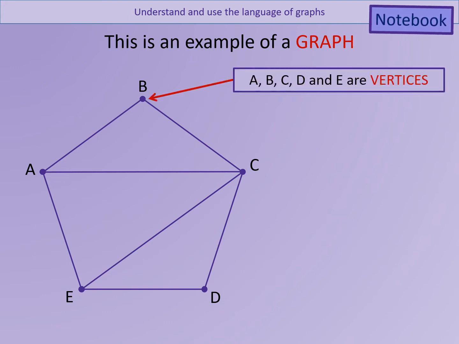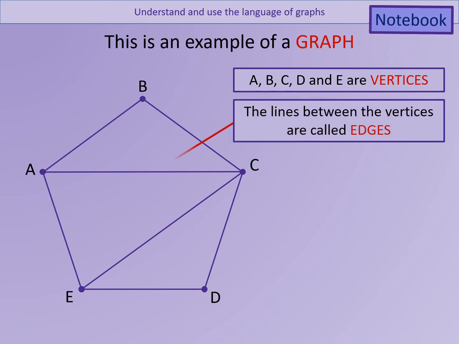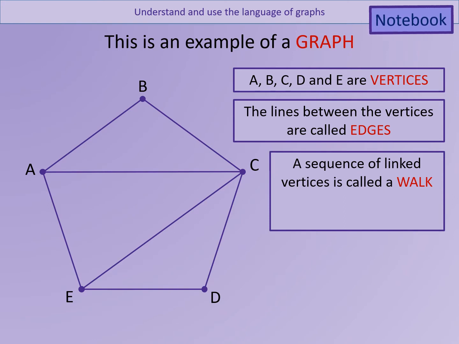The points A, B, C, D and E are called vertices, and the lines that join them are called edges. A sequence of vertices that are linked together is called a walk. So an example would be A to B to C to D to E to C to B.